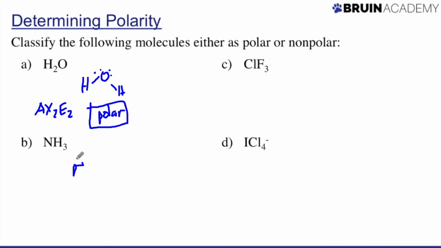NH3, right? We did the Lewis structure before. The N is bonded to 3 hydrogens. The AXE notation is AX3E. That is not symmetrical. It's not one of the 8 symmetrical shapes. This should be an N, and so that's going to be polar.